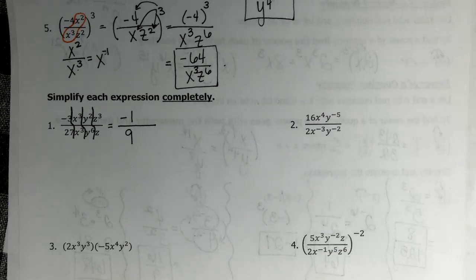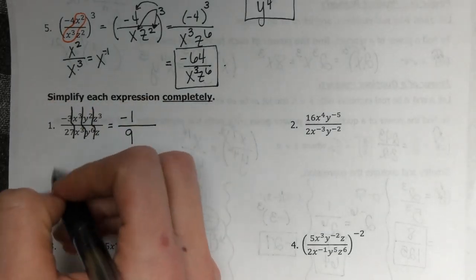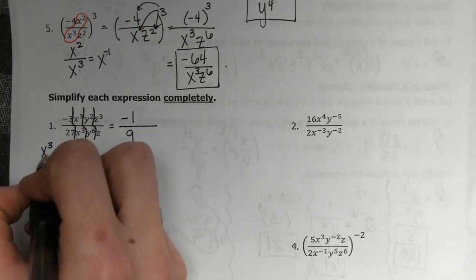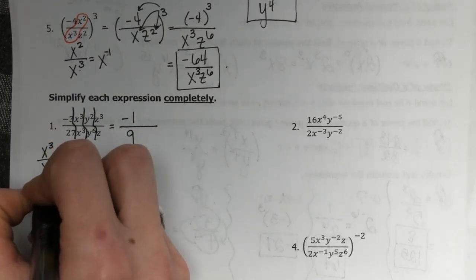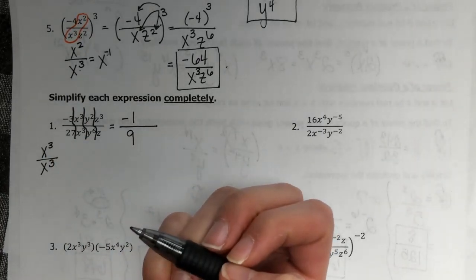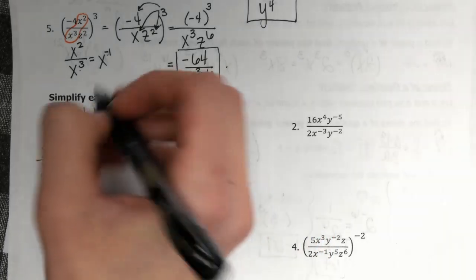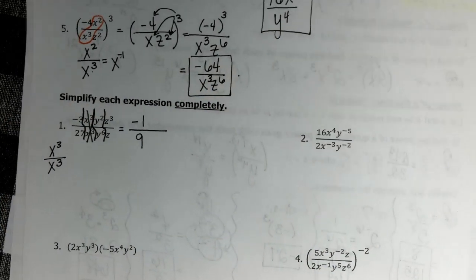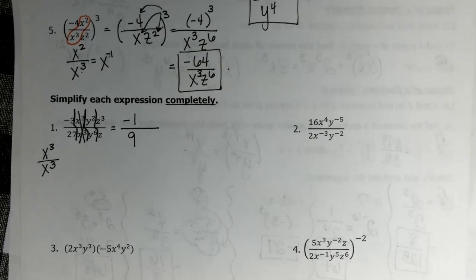Alright, so if I put my little -1 over 9, then I move on to my x's. I'm only looking at x's. And I'm going to write it over to the side. I've got x cubed over x cubed. 3 minus 3 is 0. x to the 0 is just a 1. I don't even have to worry about it. It's the same exact thing. It cancels to a 1.